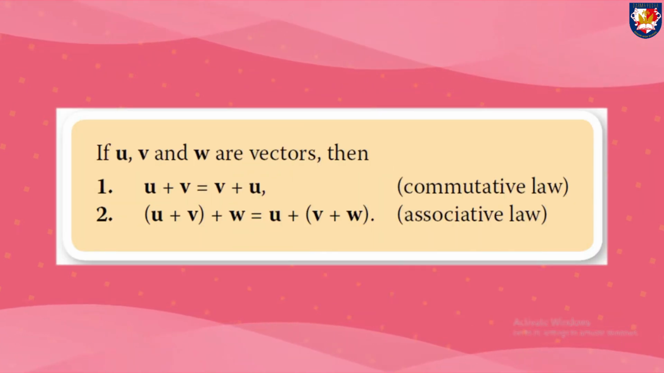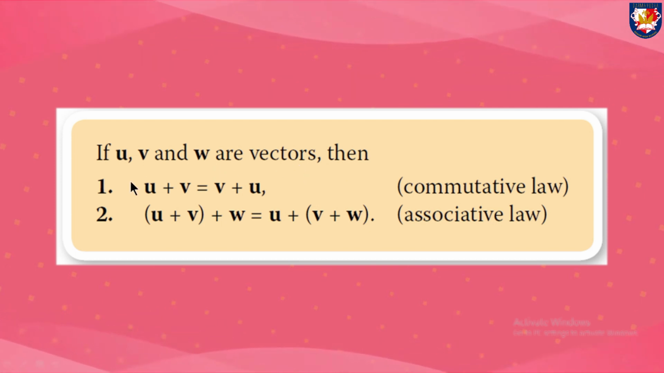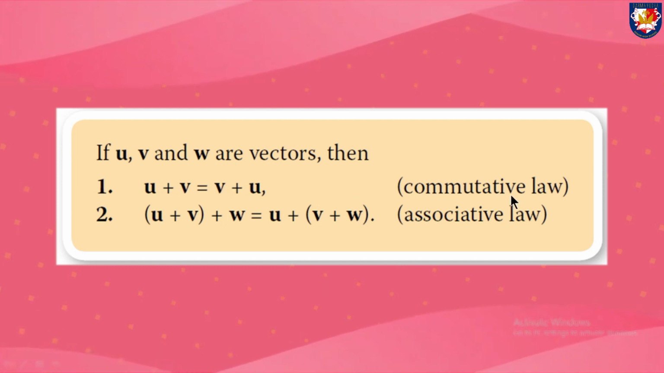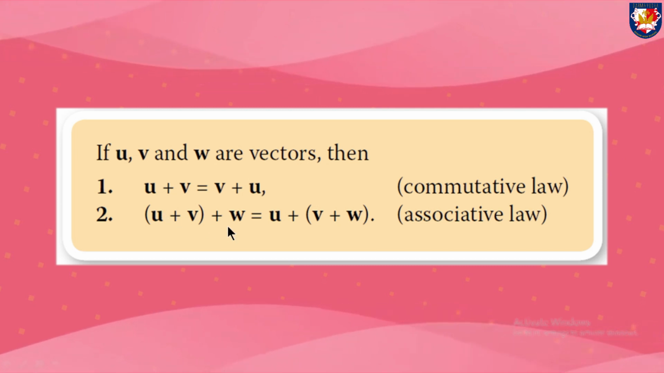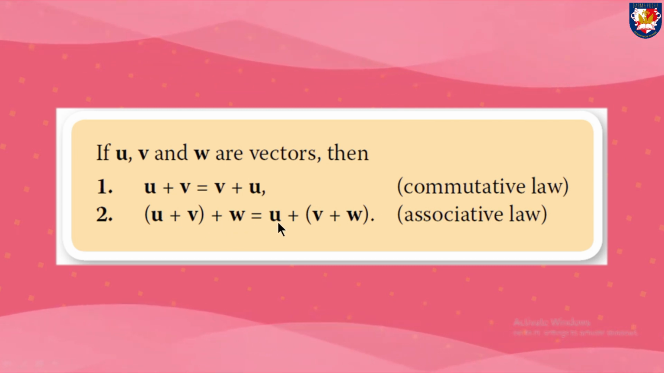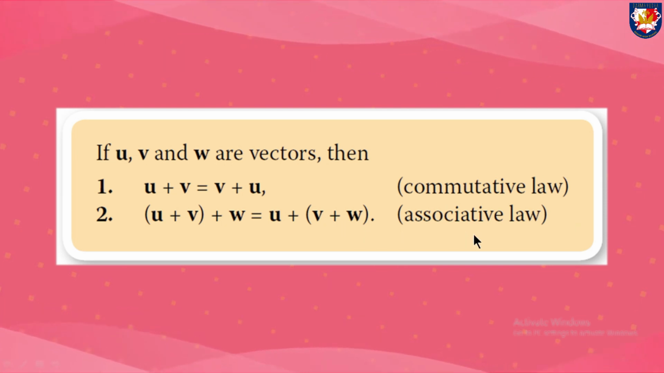Or if u, v and w are factors, then u plus v is equal to v plus u. This is what you call the commutative law. And then (u plus v) plus w equals u plus (v plus w). This is what you call the associative law. Let's get to the example.